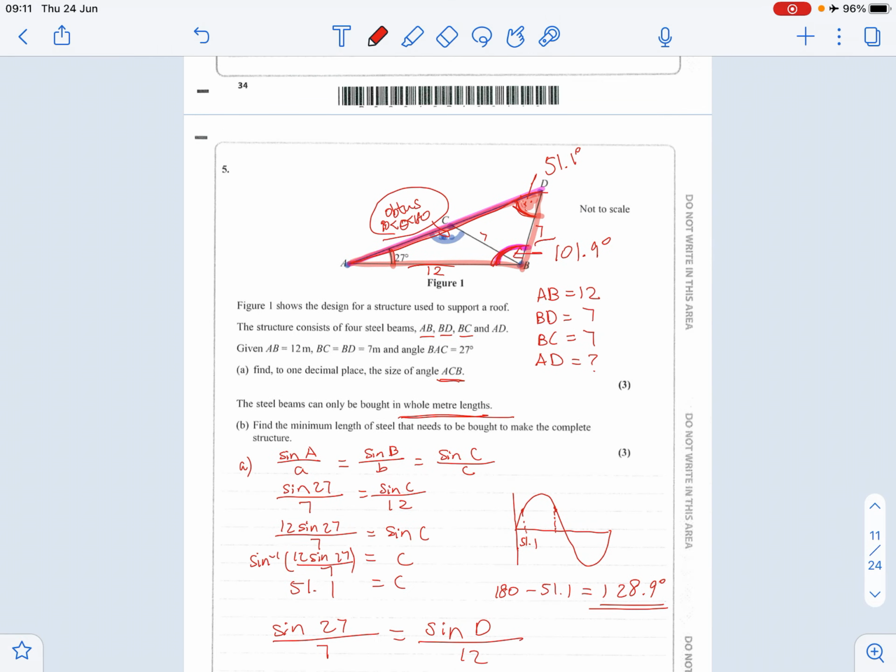So let's look back. We know AD is equal to 15.1. Now we need to add them up. So 12 plus 7 plus 7 plus 15.1, which is equal to 41.1 meters. But remember, they can only be bought in whole meters. So it must be 42 meters.